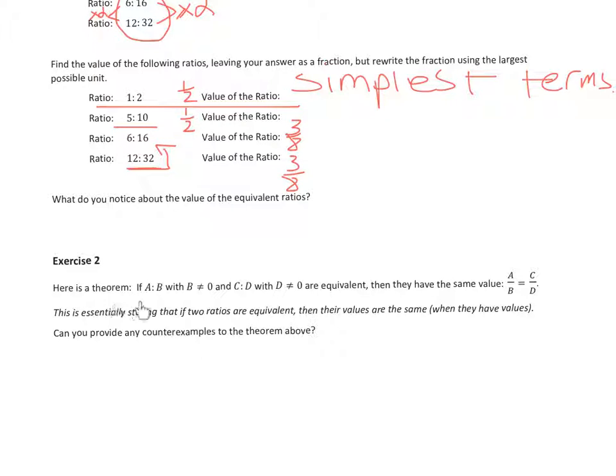So in exercise 2, what they want you to do is understand that all these fancy letters are saying that as long as the bottom number isn't a 0, when you transfer a ratio into a fraction, and then you do that again to its equivalent ratio, then the fractions will also be equal. Their values are the same. So since these are equivalent ratios, when I transfer them into fractions and bring them to simplest terms, I will get the same simplest terms. Therefore, their value is equivalent. Over here, 1/2 and 5/10, they are equivalent ratios, so their value will simplify to the same terms. And that's all this is saying.